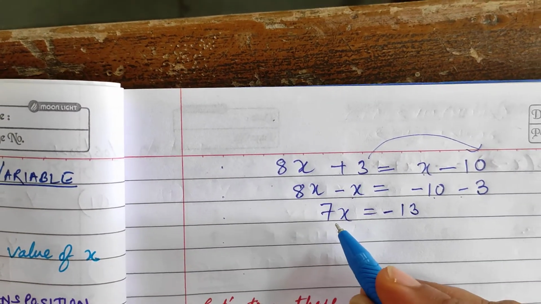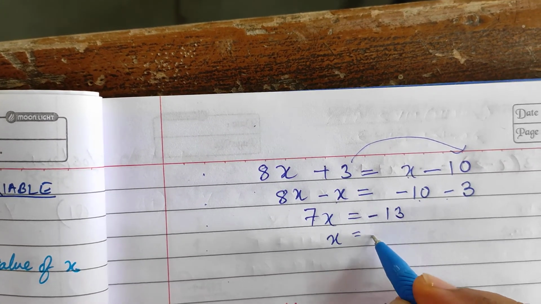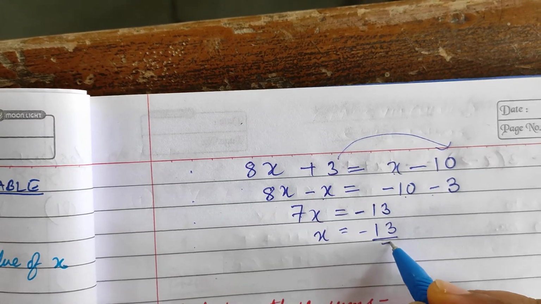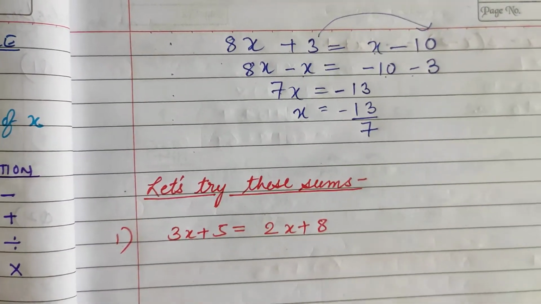Now again this 7, this is 7 multiplied by x. So 7 will come in division while transposing. So this is the answer: x equals to minus 13 by 7.